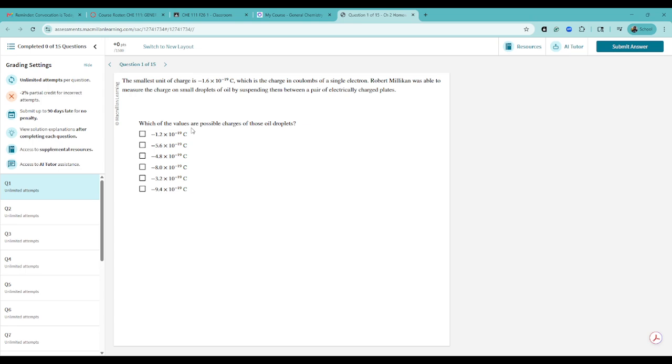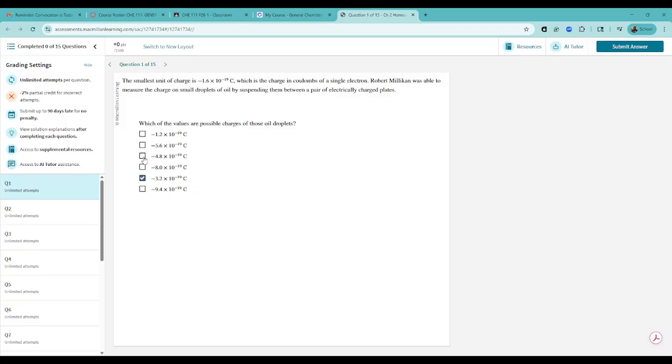And so you found one oil droplet is 1.6 times 10 to the negative 19th. So we can't go smaller than that. But there is the possibility of being multiples of that. So 1.6, I don't see any value. 1.2, no, that's too small. Well, we don't see any 1.6, but we do see 3.2. 3.2 is a multiple of 1.6. It's 1.6 times 2. Next multiple we see is 4.8.